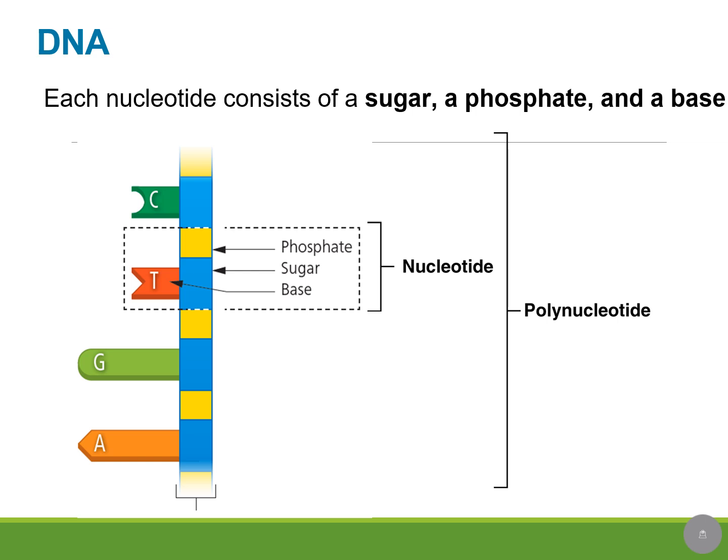DNA consists of nucleotides, and each DNA molecule has these subunits. So you have basically three parts coming together to form those nucleotides. You have a five-carbon sugar, you have a negatively charged phosphate group, and you have a base that comes from one or two rings of nitrogen and carbon.